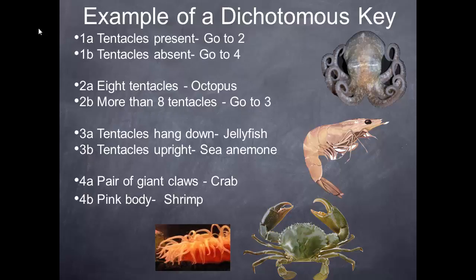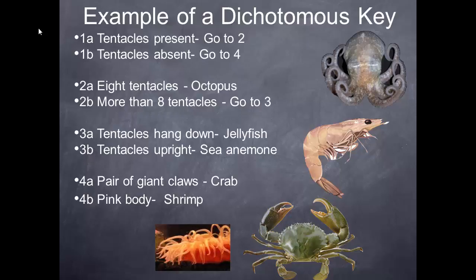All right, how about this one? Raise your hand. Follow through the key. Olivia, starting at 1, what do we choose? Tentacles absent. I go to 4. Then what, Olivia? Pair of giant claws. Yeah, this is a crab.